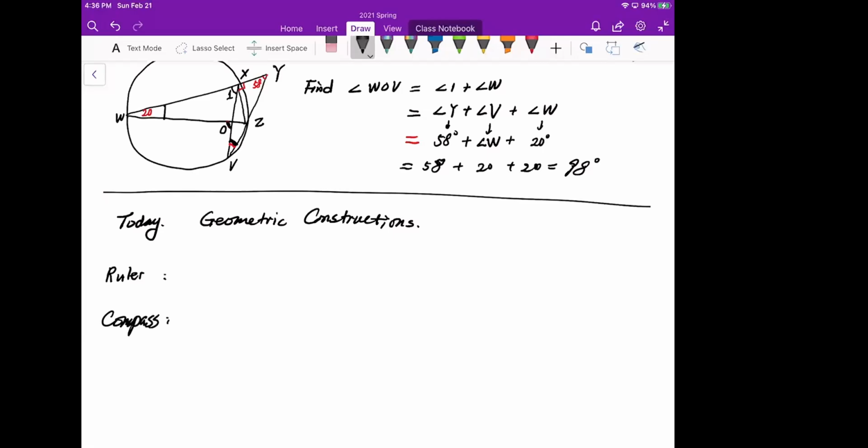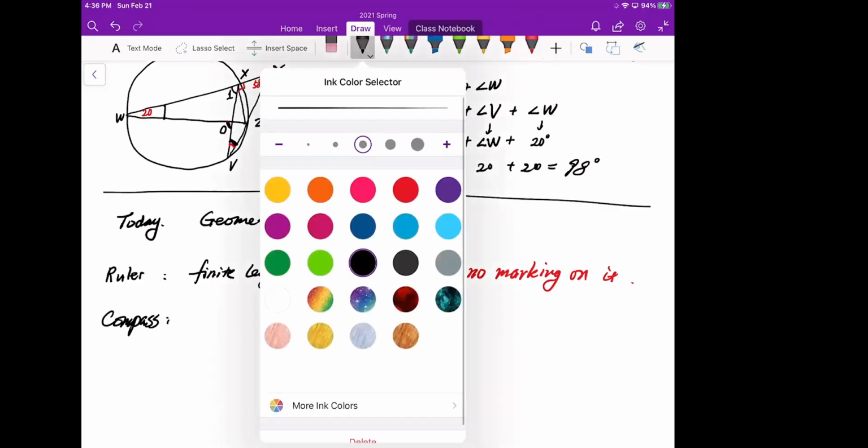What is a ruler? We all know the ruler, right? It just has a finite length and only one straight edge, one edge. Some people call it a straight edge. Keep that in mind: when we use the ruler, we do not assume that there's any marking on it. No marking on it, just a straight edge.